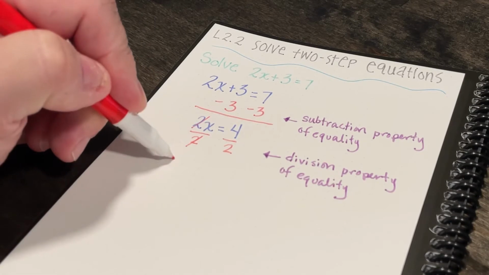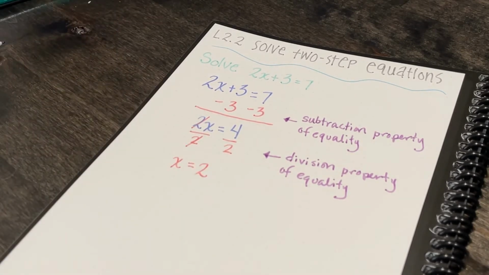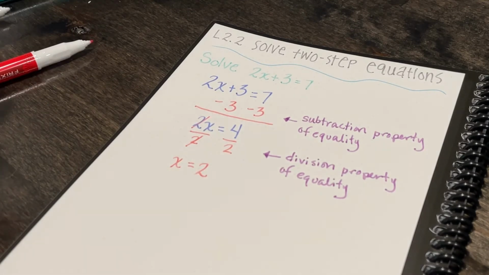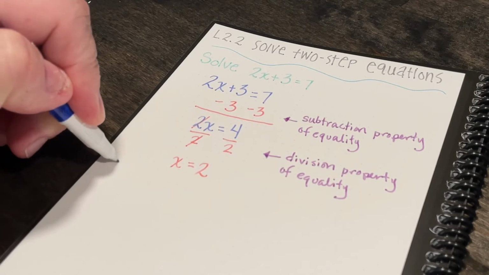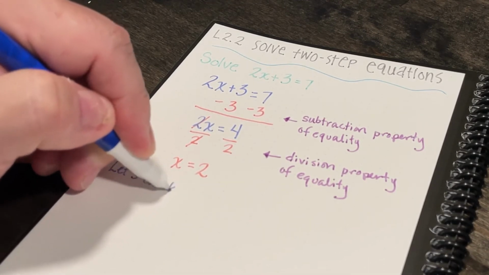Now my 2 in 2x divided by 2 basically becomes a 1, so I just have 1x, and 4 divided by 2 is 2. Now it's always a good practice to check your work.